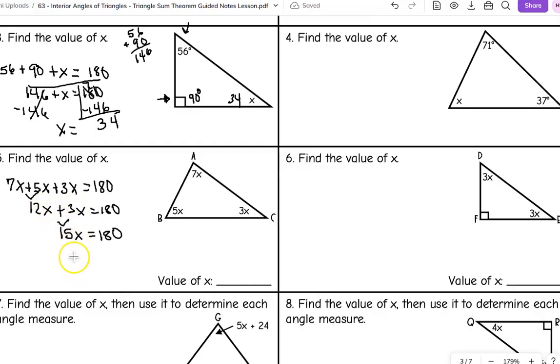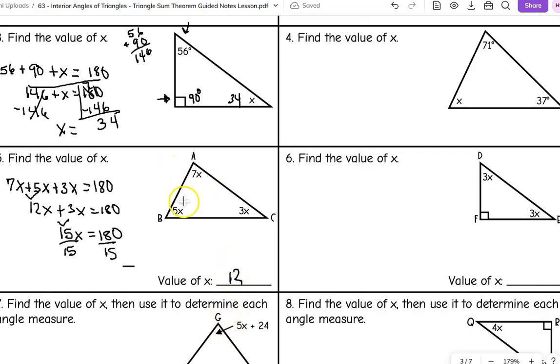Okay, now, instead of subtracting, I know that this coefficient is next to x. It means multiplication. We always do the opposite. So instead of multiplying, we're going to divide both sides by 15. So I'm going to do 180 divided by 15, and x equals 12.